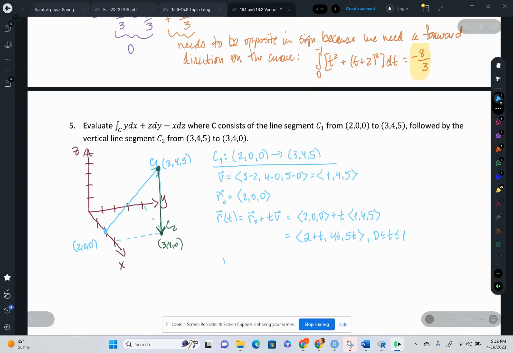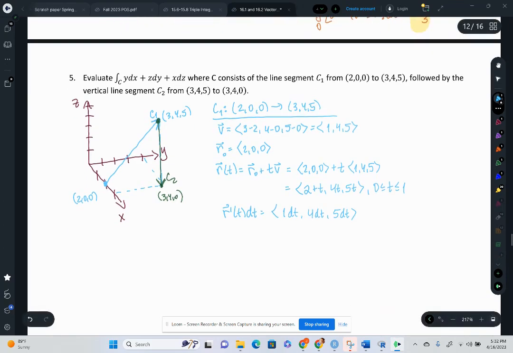Okay, so that's my R of t for C1. And now I need R prime of t dt, which will equal, it looks like 1, 4, I should write this as 1 dt, 4 dt, and 5 dt. So that gives me my parts that I need. And then I need to do C2. Got to get that taken care of.